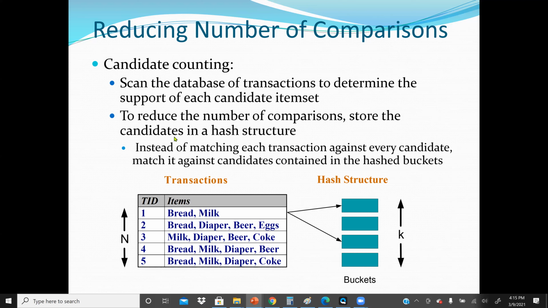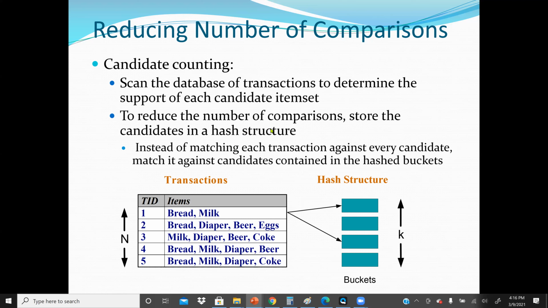So for candidate counting, we scan the database of transactions to determine the support of each candidate item set. If the support is less than the threshold, we remove it. If it's equal or greater, then it's a frequent item set, and we keep it. To reduce the number of comparisons, store the candidates in a hash structure. So here we can use a hash data structure to store the candidates.